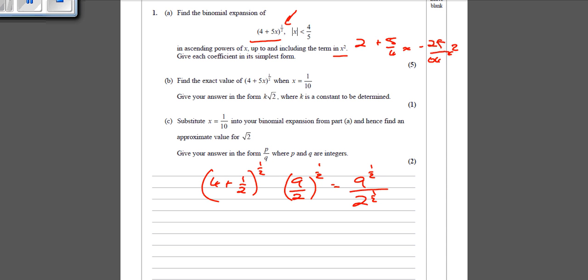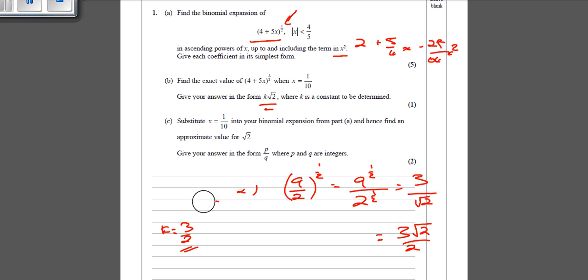So that's going to be 3 over root 2. But we need it to look like this thing here. So we need to times top and bottom by root 2. That's going to be 3 root 2 over 2. So therefore k is going to be 3 over 2.